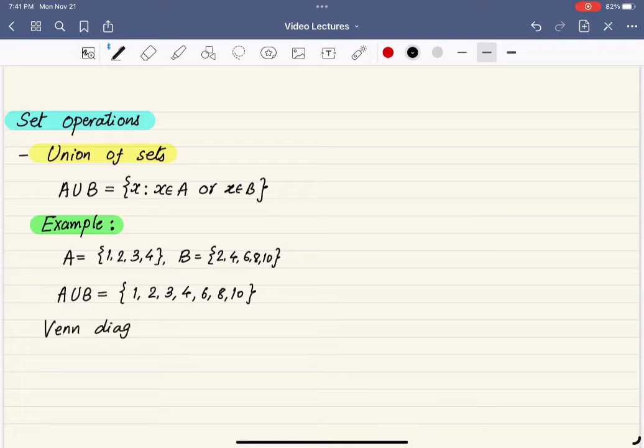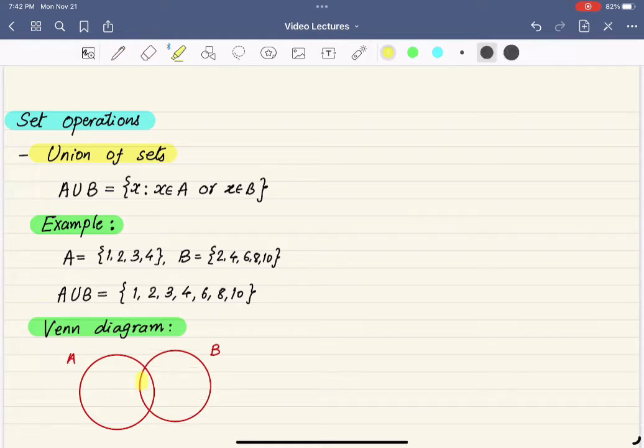Let's also see this through a Venn diagram. A Venn diagram is a pictorial representation of this situation. Suppose you have sets A, B, then the union is represented using this shaded area, which covers all of A and B. Alright, moving on.